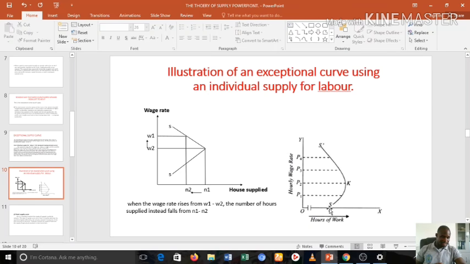Are we there? So generally, when a worker realizes a high increase in wage rate beyond a certain level, his number of hours for work will drop. An increase in the price for wage will lead to a fall in the quantity supplied of hours for work to be done. So it goes against the law of supply.